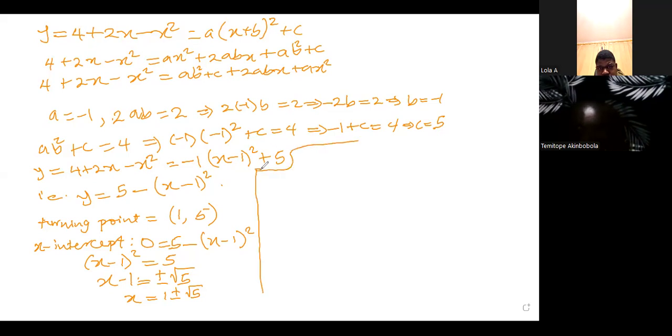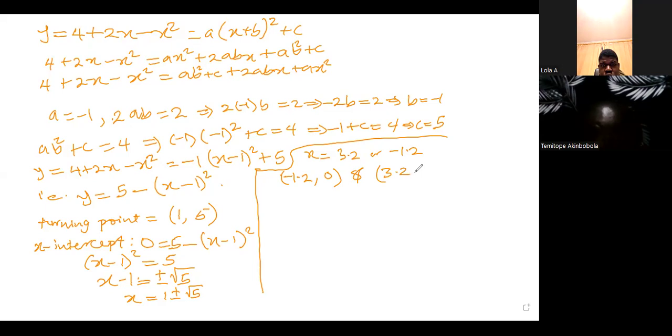If you want to write that in decimal, x equals, so 1 + root 5 will give you 3.2. Then 1 - root 5 will give you -1.2. Am I communicating? So I have determined the x-intercept. The coordinates of the x-intercept will now be (-1.2, 0), that's when y is 0, and (3.2, 0).